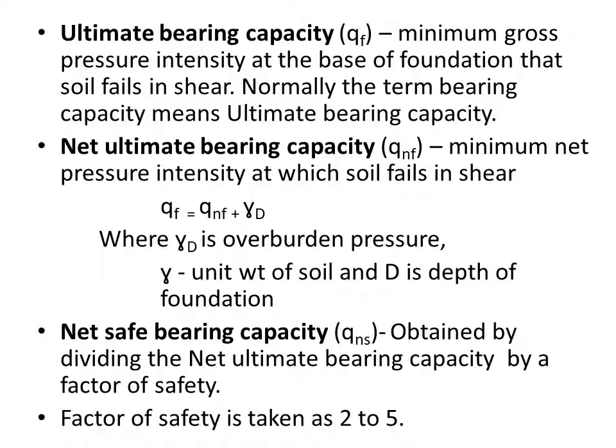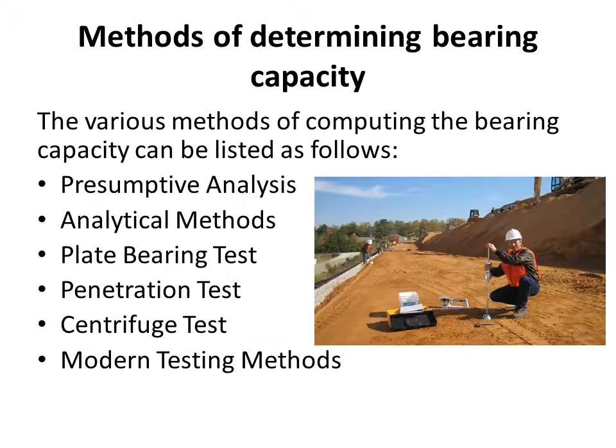Net safe bearing capacity, represented as QNS, is obtained by dividing the net ultimate bearing capacity by a factor of safety. Factor of safety is usually taken as between 2 to 5. The various methods of determining bearing capacity are presumptive analysis, analytical methods, plate bearing test, penetration test, centrifuge test, and some modern testing methods.